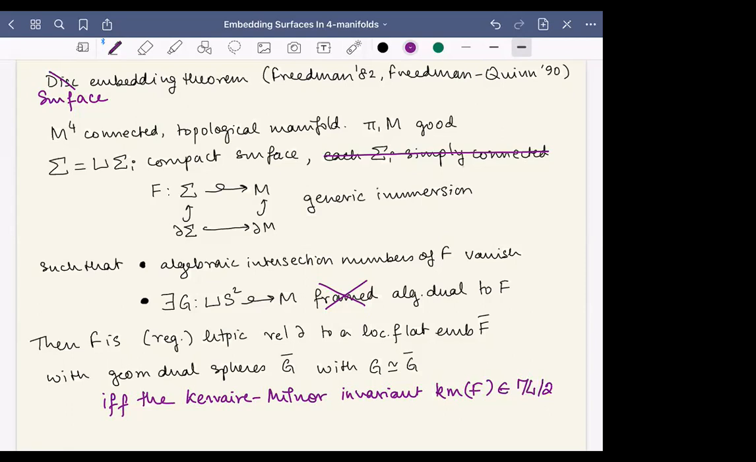It takes values in Z2, and I have this homotopy to an embedding if and only if this invariant vanishes. So once you get rid of these conditions, there's this additional thing that pops up. This, of course, is based on the work of Friedman and Quinn. There's some work of Stong that goes into this. But then this is the result that I'm talking about that's joint with Daniel, Mark, and Peter.